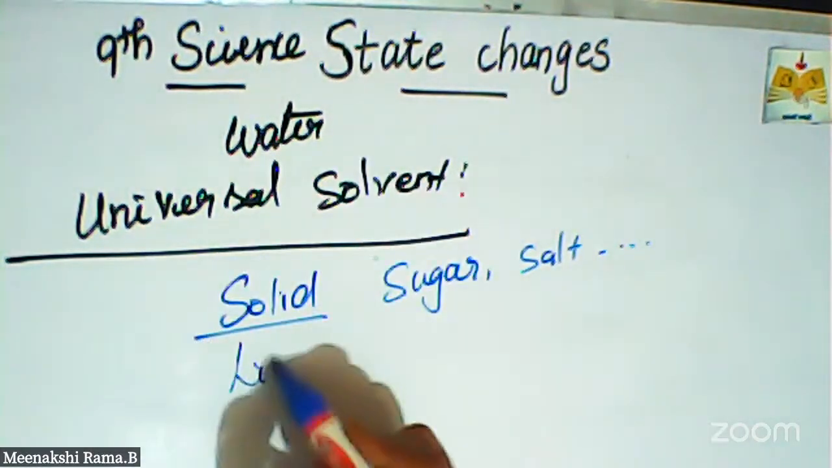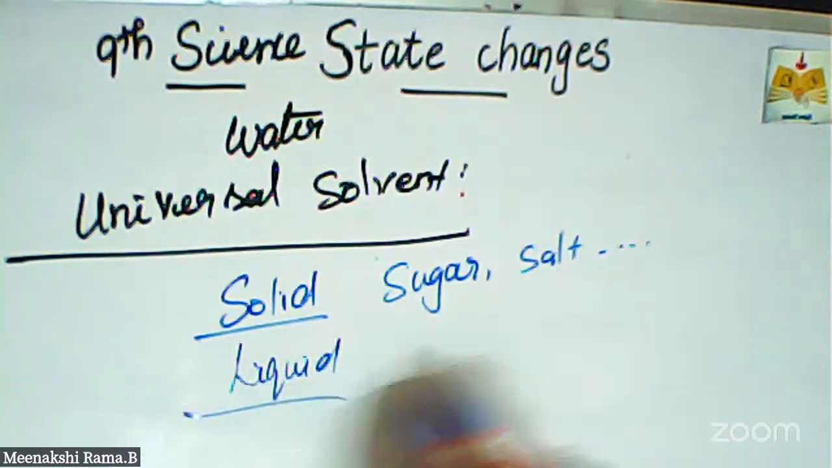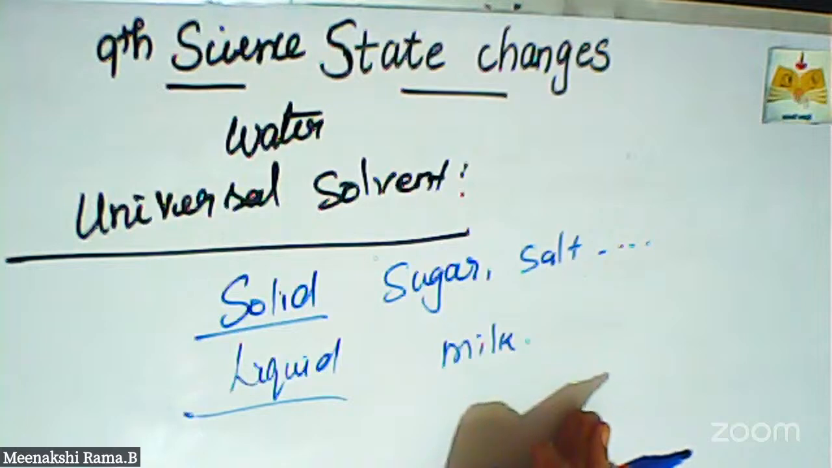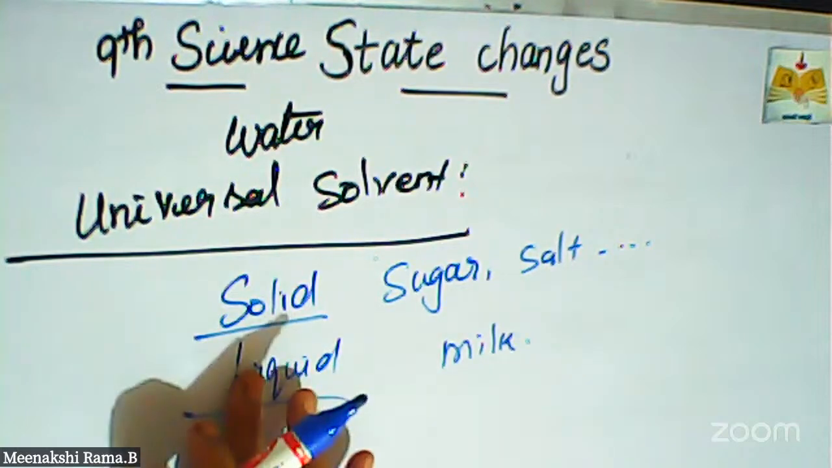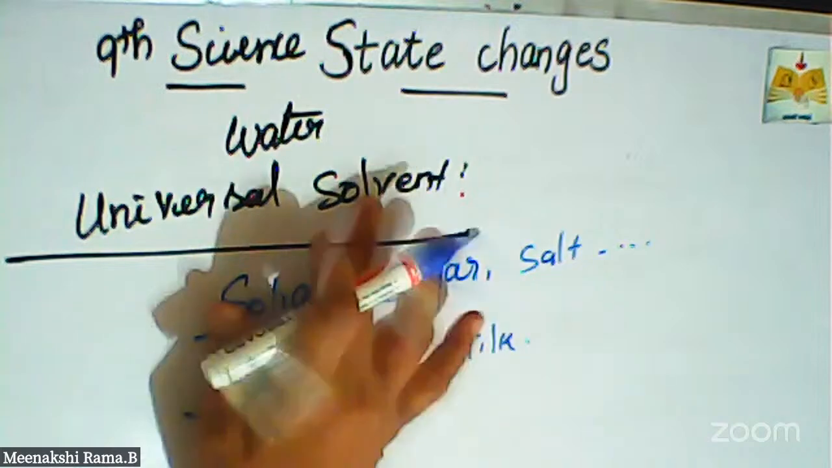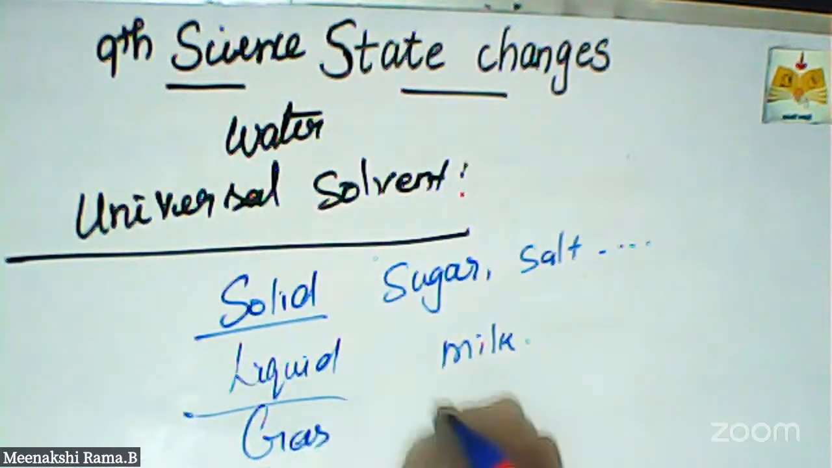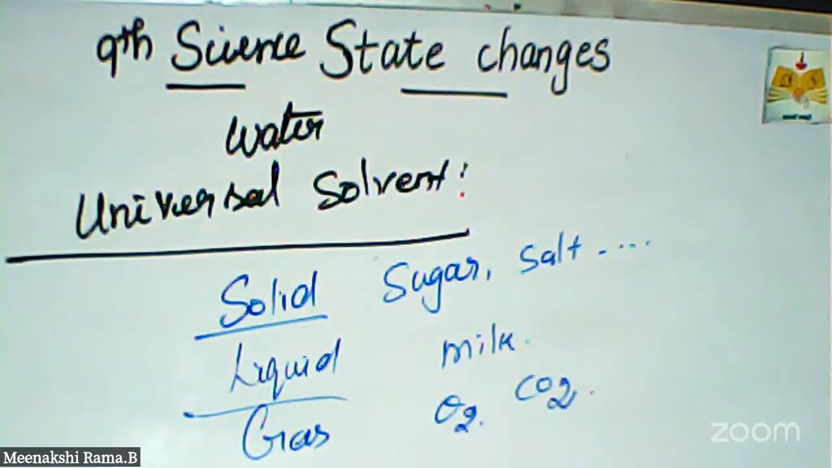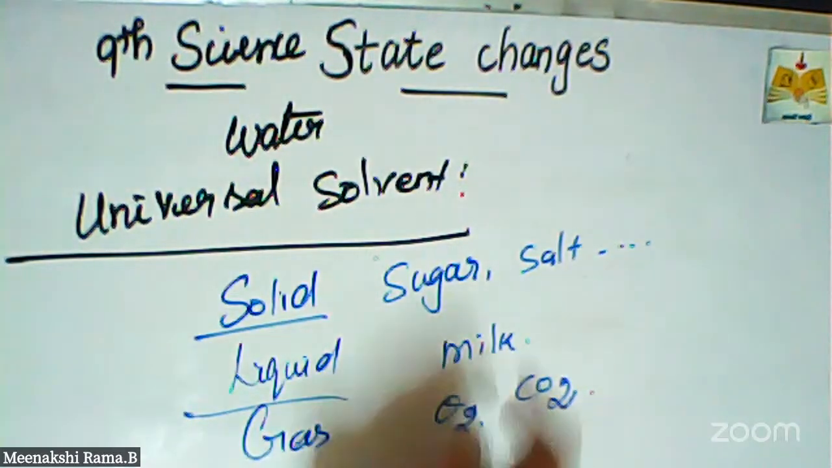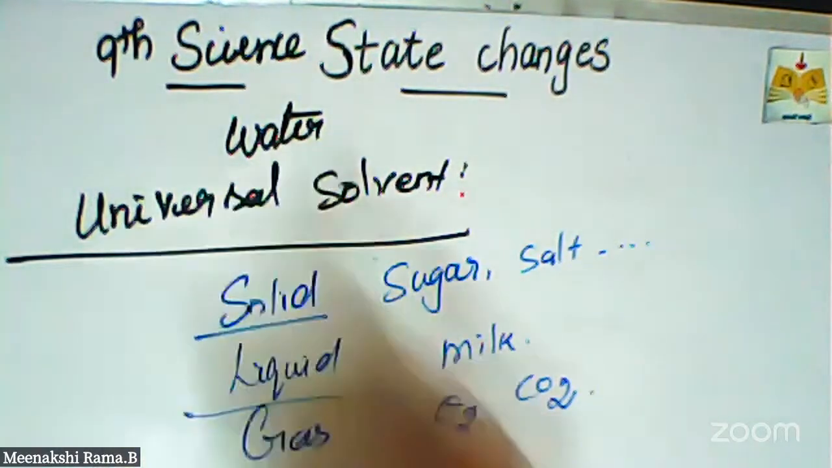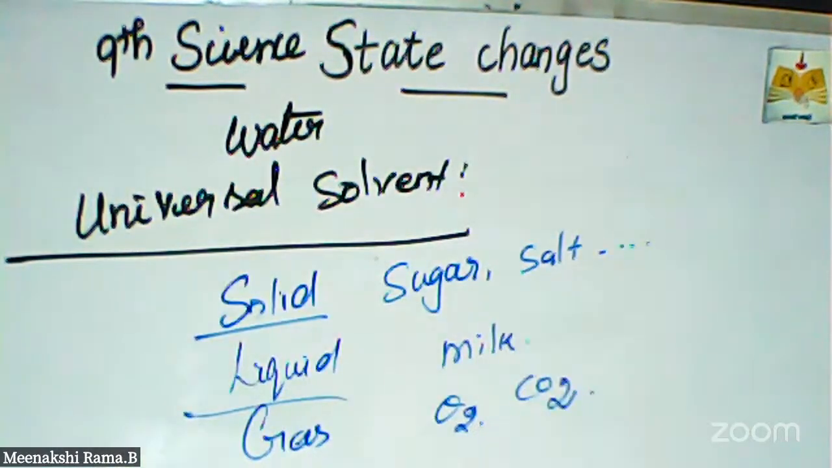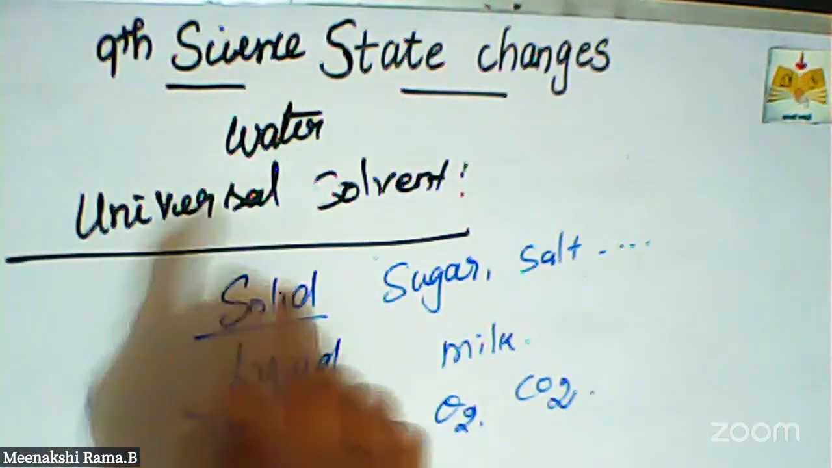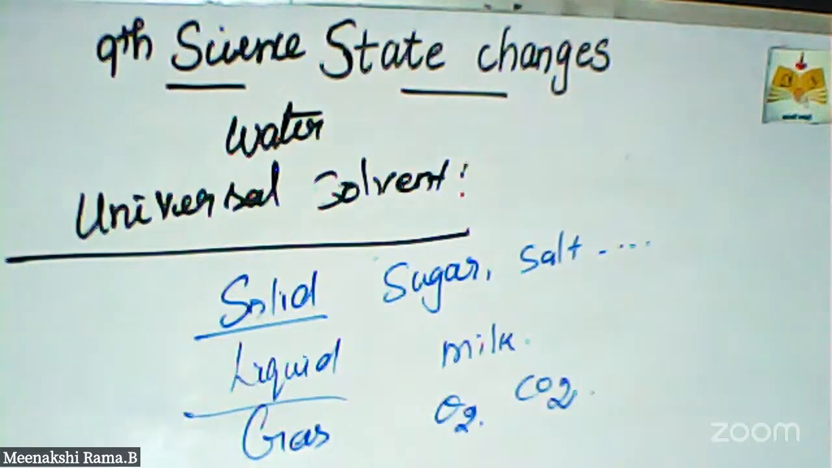And then a liquid. Liquid means milk. This is the example of the liquid state. So milk is dissolved into water. Gas: oxygen and carbon dioxide. Oxygen and carbon dioxide are dissolved in that water. So all these materials are dissolved in water, so that water is called the universal solvent.